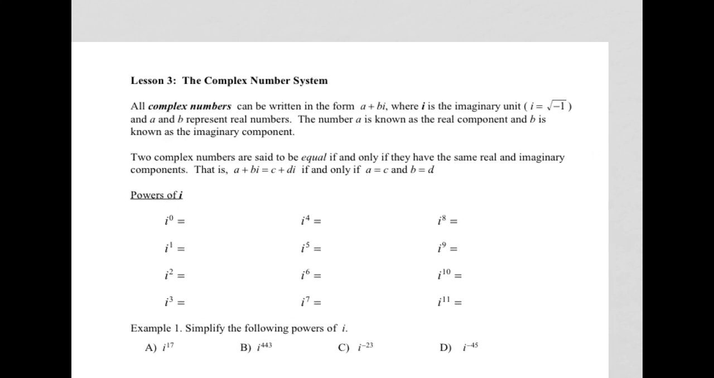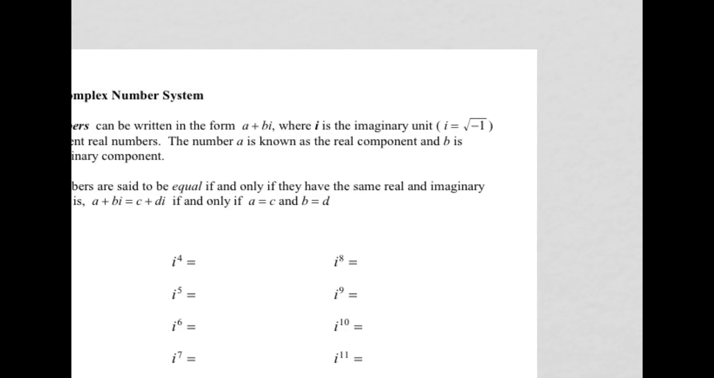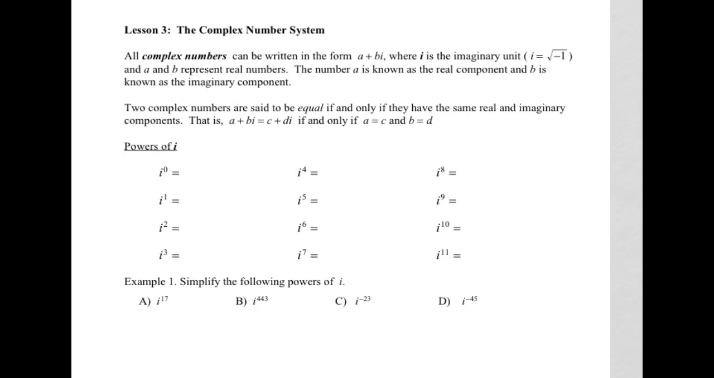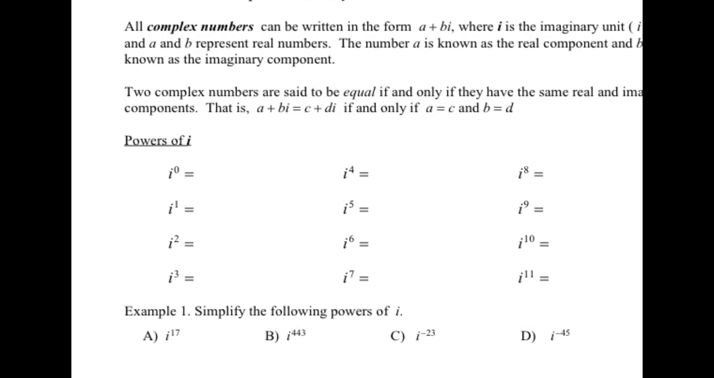And Leonhard Euler is the one who first started using i to represent this imaginary unit, which is defined, as you see up here, as the square root of -1, also mentioned in the last lesson. So we're going to look at it in a little bit more detail here.